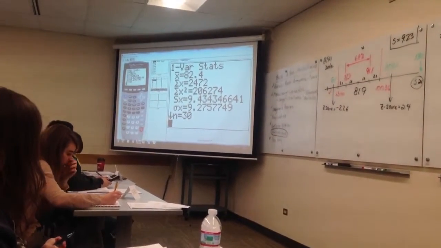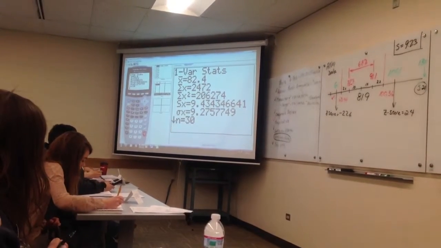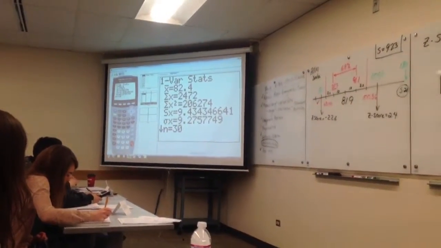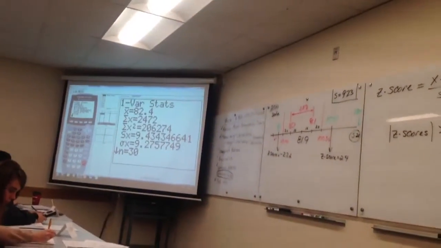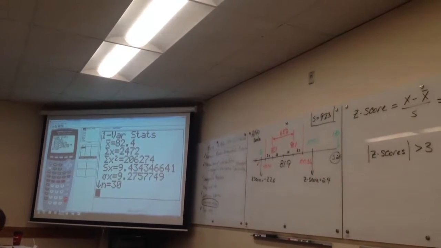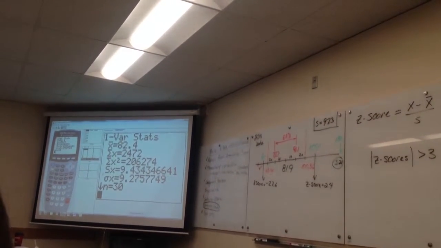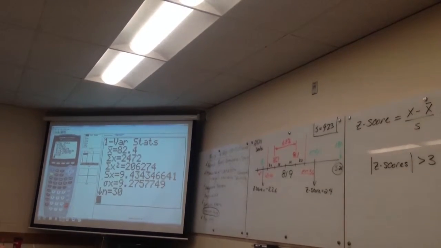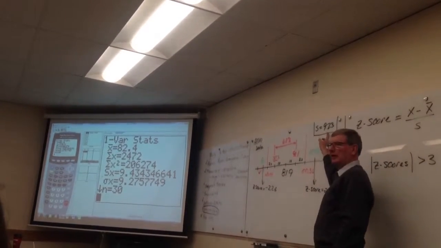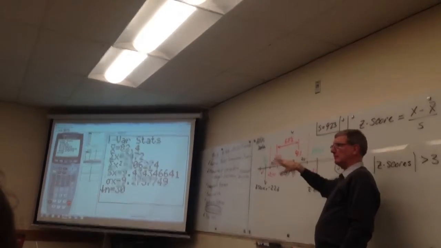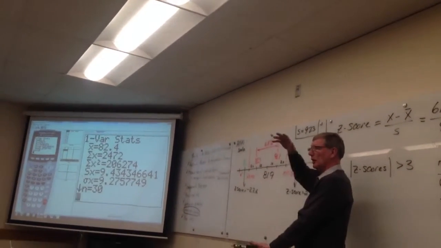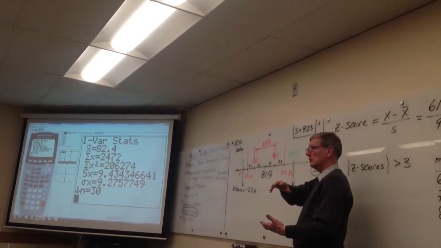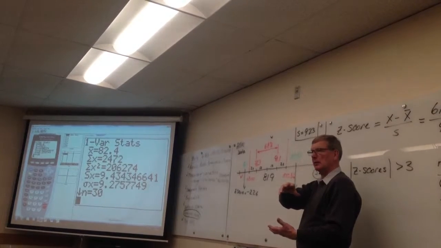X bar is 82.4. Look familiar? I think that's what we got the other day, isn't it? And look down to the sample standard deviation, 9.43. So that is compared to what we got using the raw data. But that's the sample standard deviation, assuming all of the data was actually at every midpoint. A slight difference.